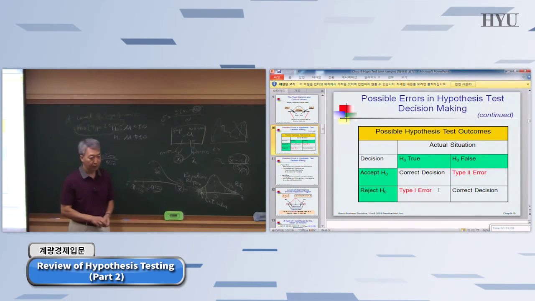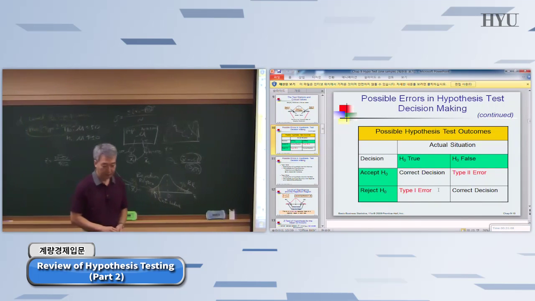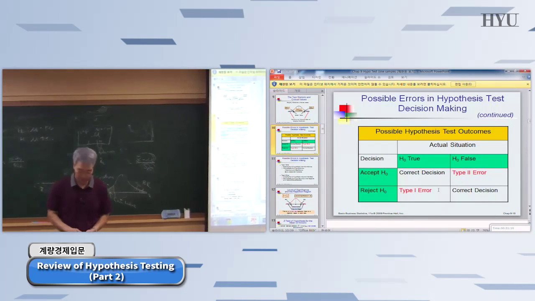But you have to understand that there is still a probability of error. You may be committing an error. So that's the concept of level of significance, and type 1 error, and the critical value. And that's how you make the decision in hypothesis testing.